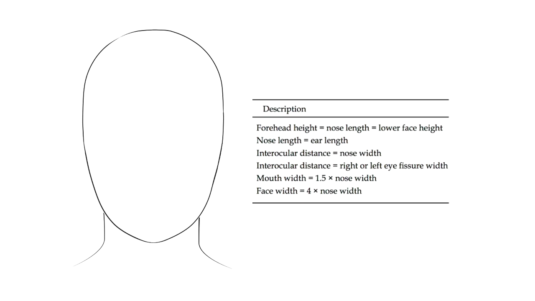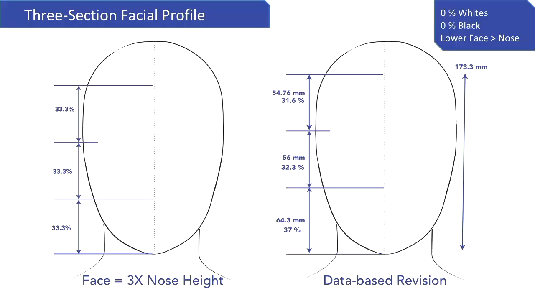What I'd like to do is take you through all of these canons or Renaissance ideals and evaluate them against actual data, and give you some values to look for and some resources that you can research on your own. So this is the 3-section facial profile canon. The face is broken into 3 equal parts. You'll see the image on the left is equal parts, but the image on the right shows you what the data shows.